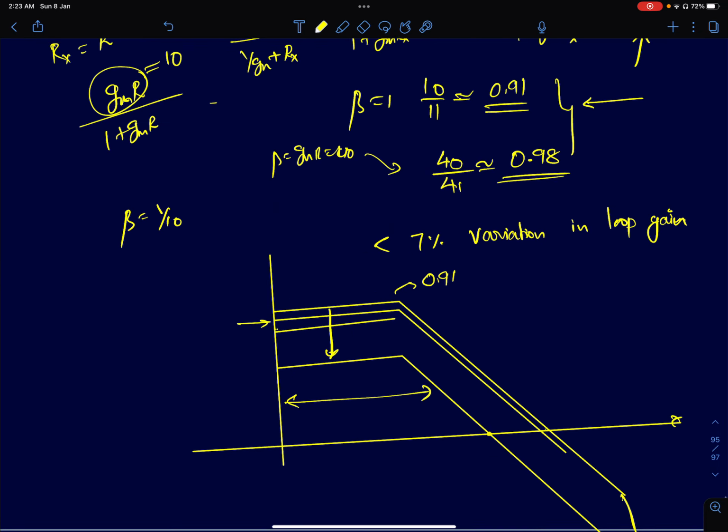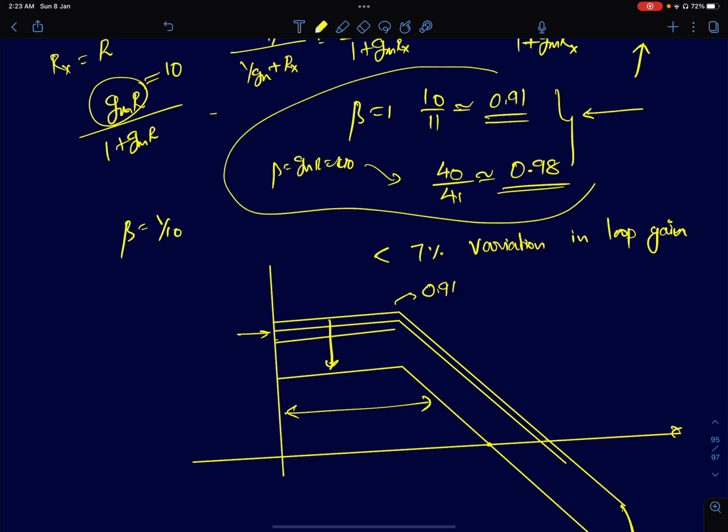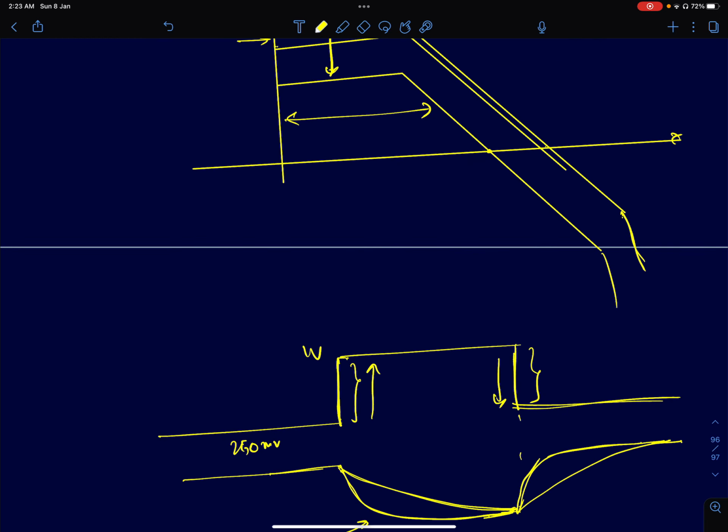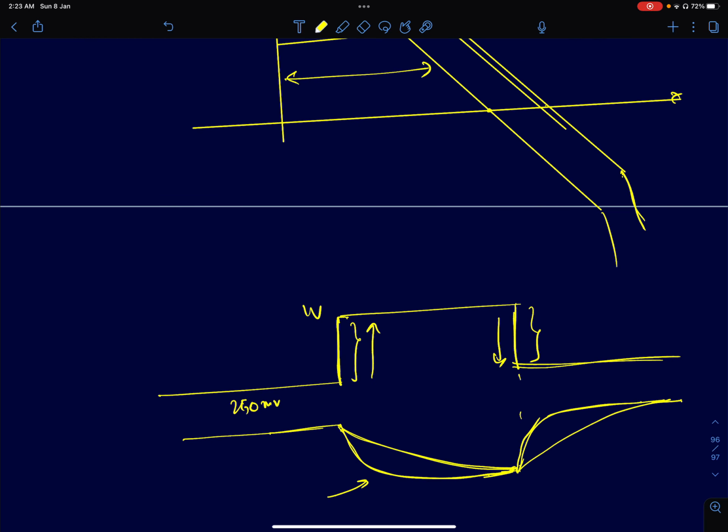But this works. Making beta close to 1 gives only 7% variation. And since the phase margin is 90 degrees, it will look like a first order response. So that's this interesting circuit. Hope you found it useful.